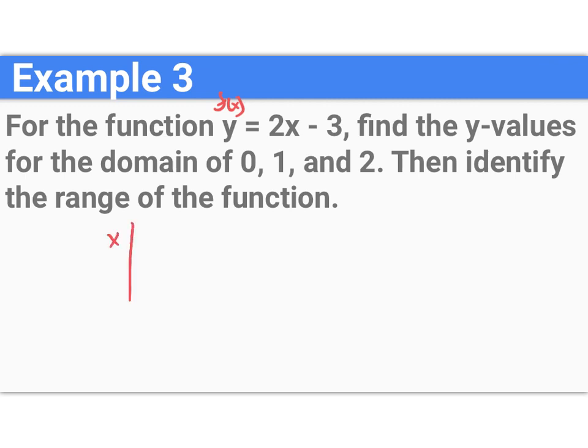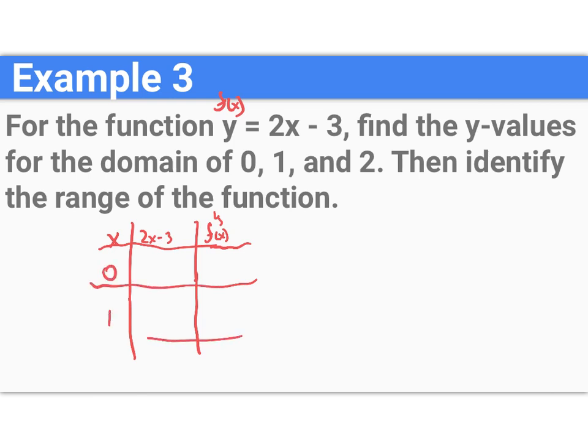So what happens if x, 2x minus 3 is our function, we want the f of x or the y. They are the same thing, so please don't get confused. So we're looking at 0, 1, and 2. So we substitute, put your substitution in parentheses so that you know what you're substituting and you don't get your signs mixed up. 2 times 1 is 2, minus 3 is minus 1.